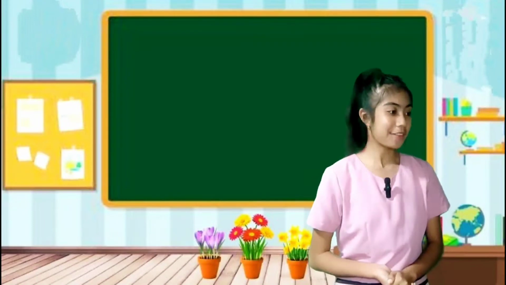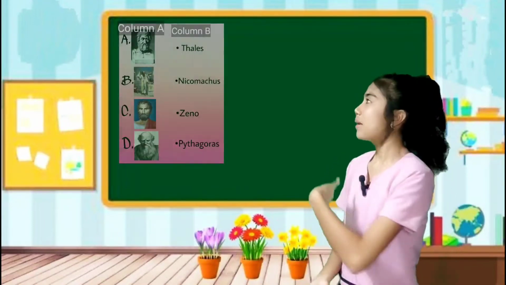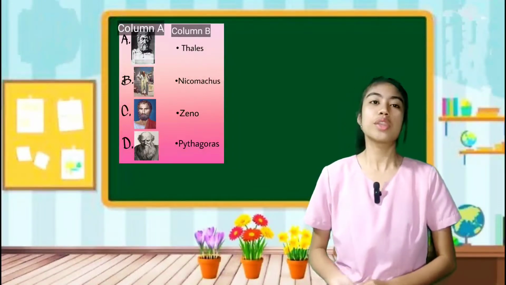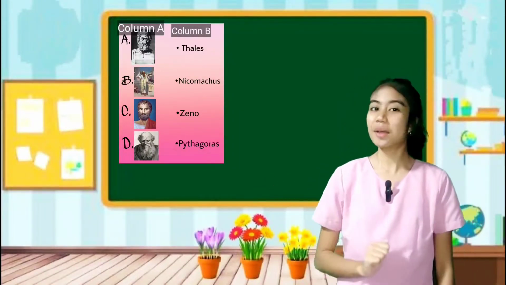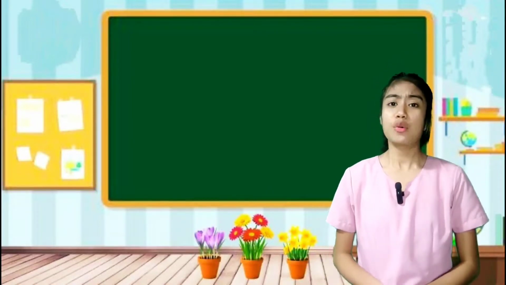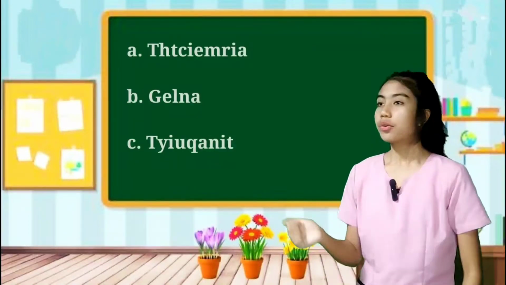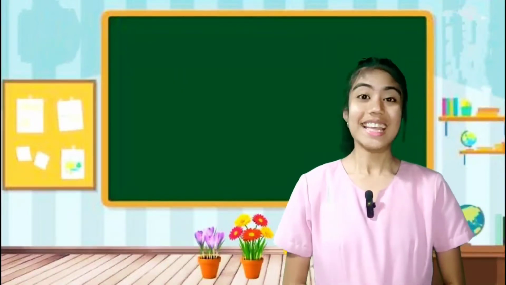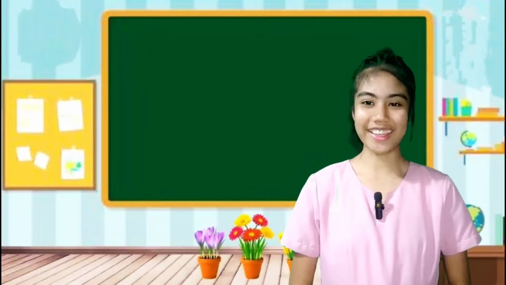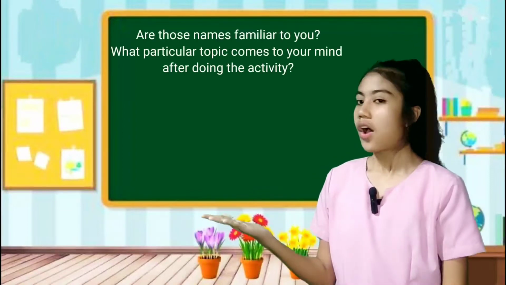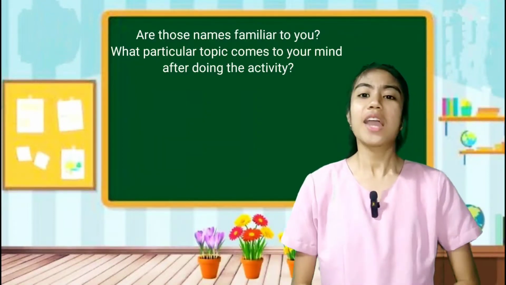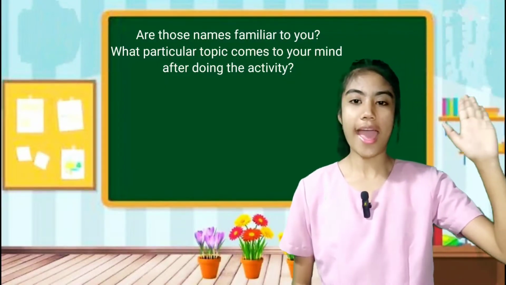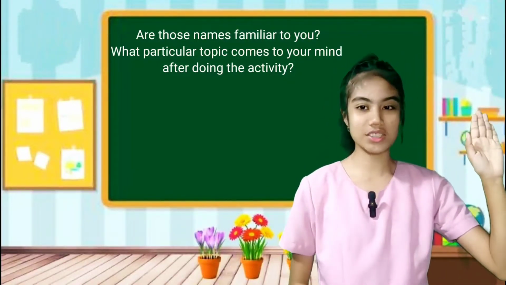All right, let us do the next activity. You will match column A with column B, and you must match the pictures to their respective names and select the best answer. Next, arrange the jumbled letters to form the words that are related to our topic. Let's see if those answers are correct. So, now class, for the questions, I want you to focus your attention on the screen. Raise your hand if you want to answer the questions.